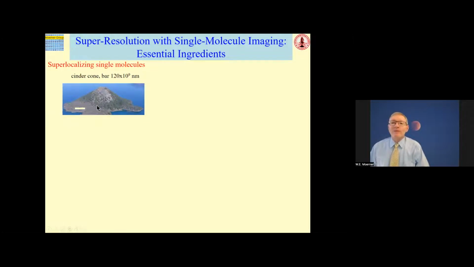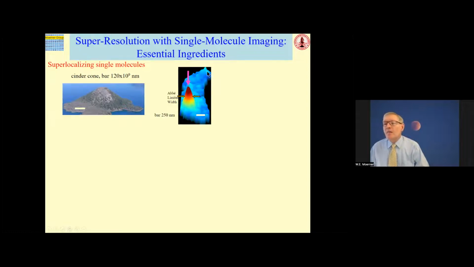So that's a little bit silly to use nanometers for the size of that scale bar, but I think you understand the point. To find the position of this little mountain, all I have to do is walk up to the top of the mountain and use a cell phone and read off the GPS coordinates, the global positioning satellite coordinates of the position of the peak. So that's what we mean by super localizing single molecules, actually.